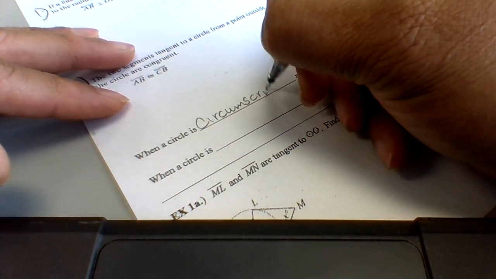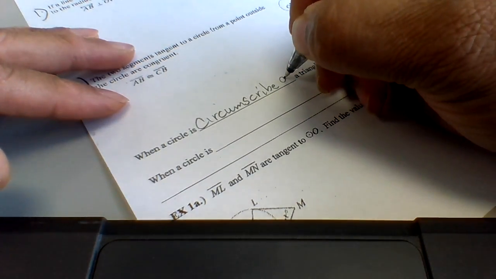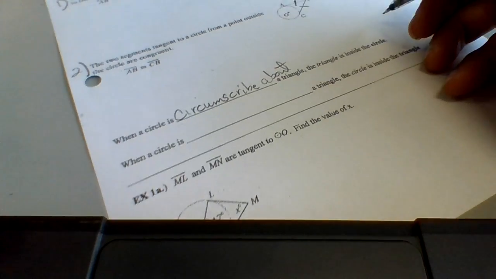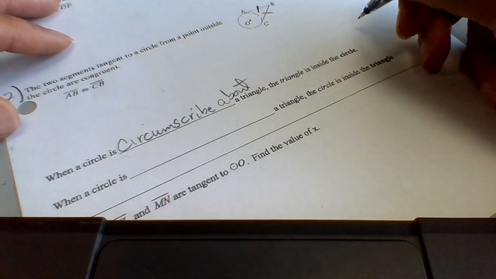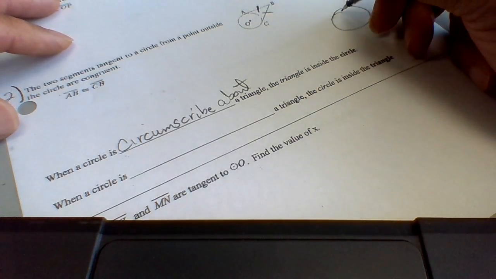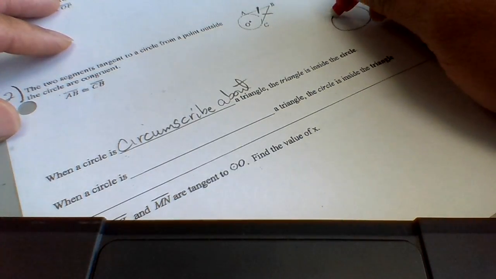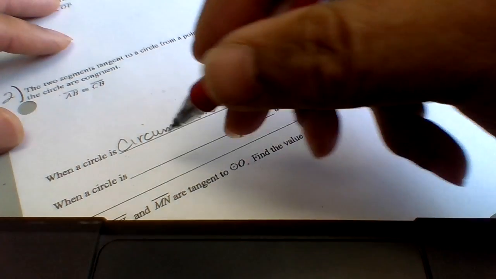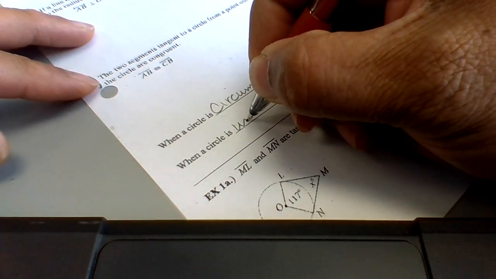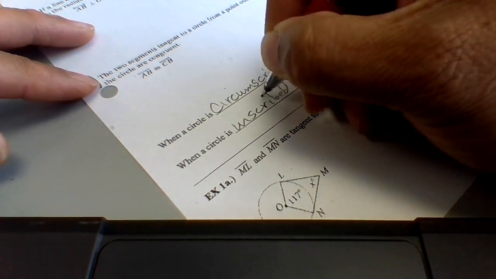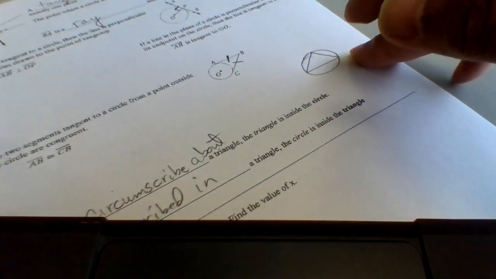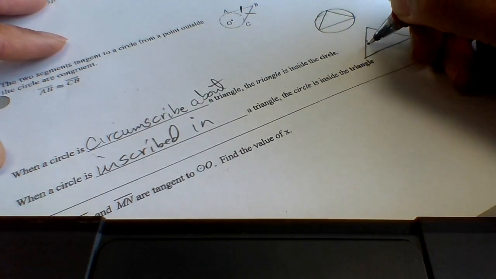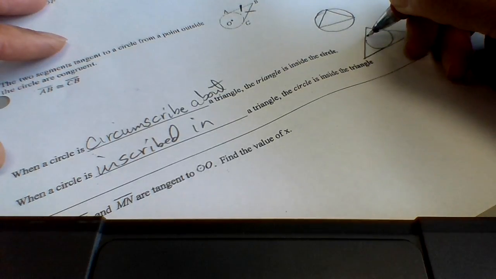When a circle is circumscribed about a triangle, the triangle is inside of the circle. So you have a circle, and inside of the circle, you have a triangle. When a circle is inscribed in a triangle, the circle is inside of the triangle. So you have a triangle with a circle inside of that.